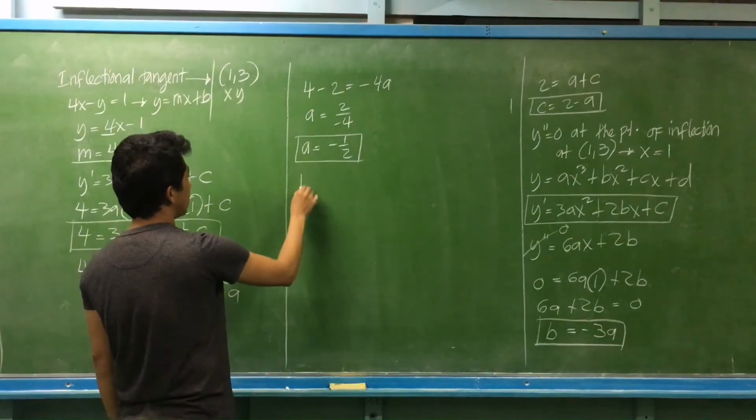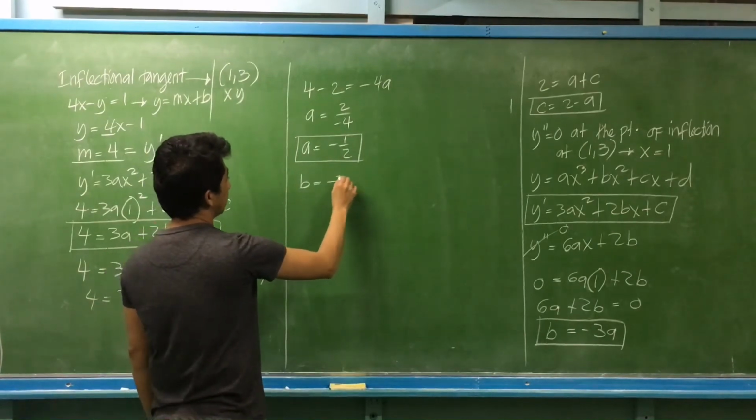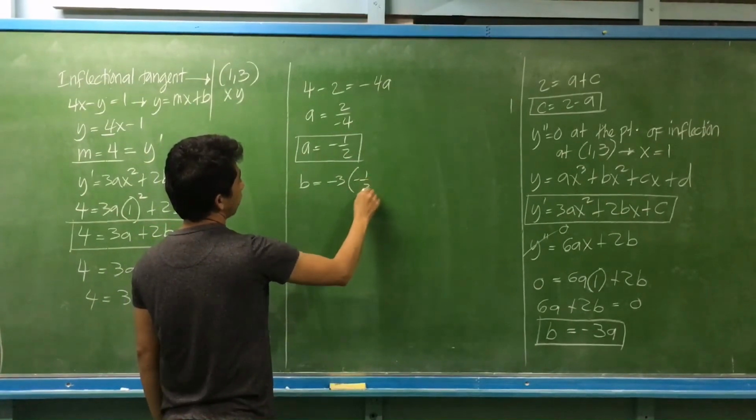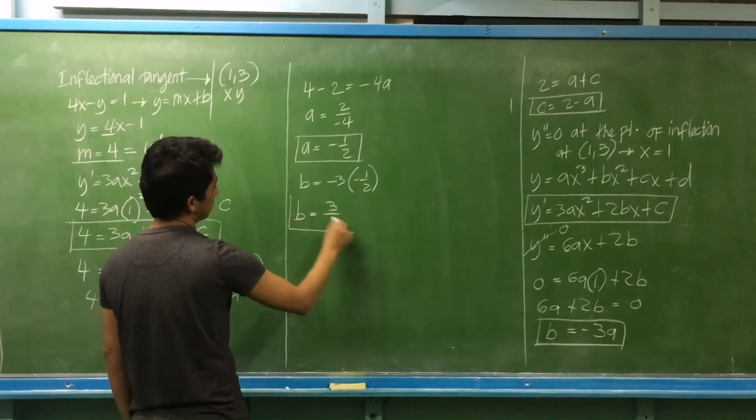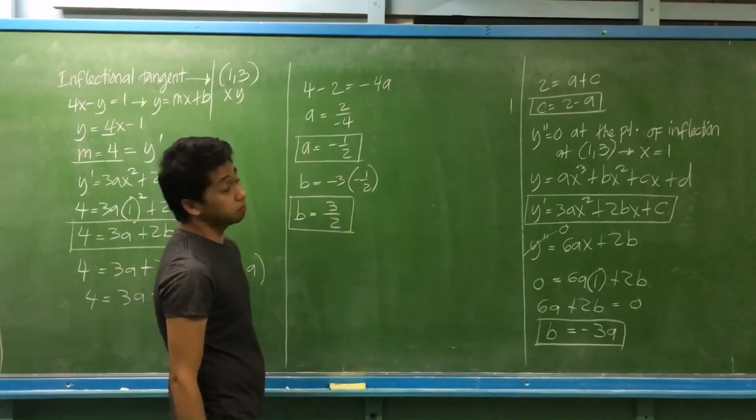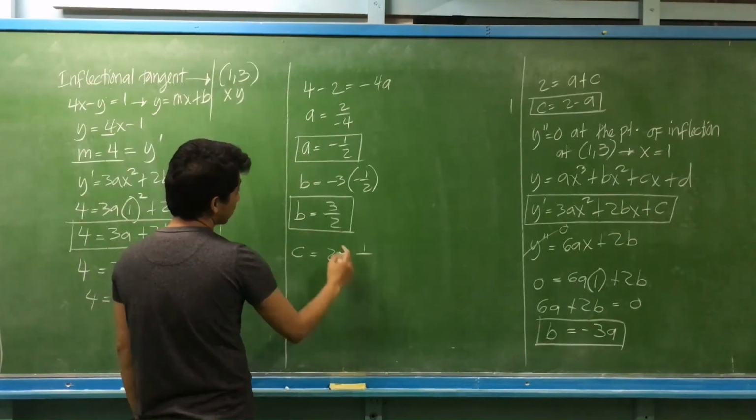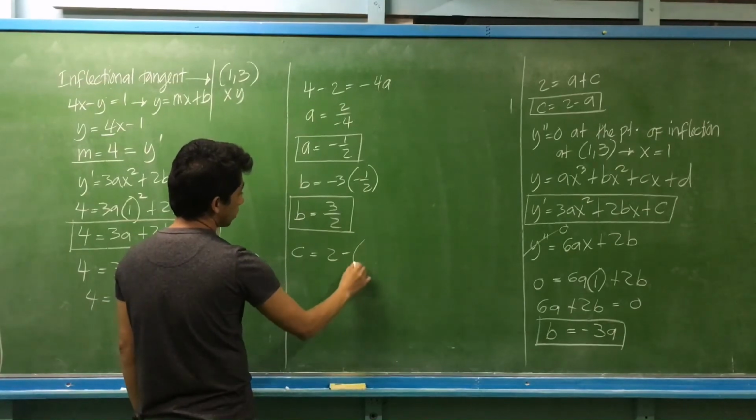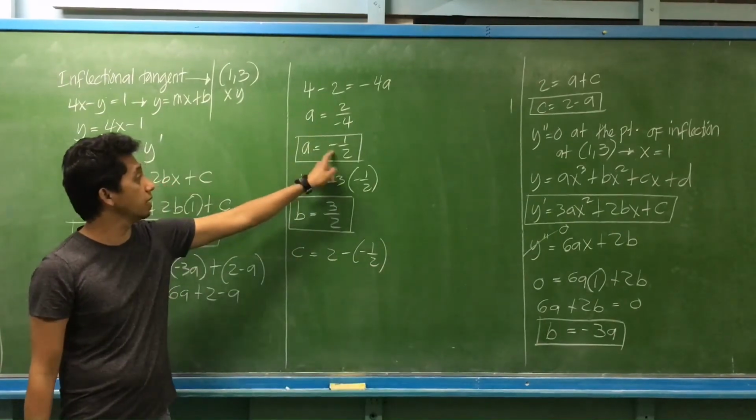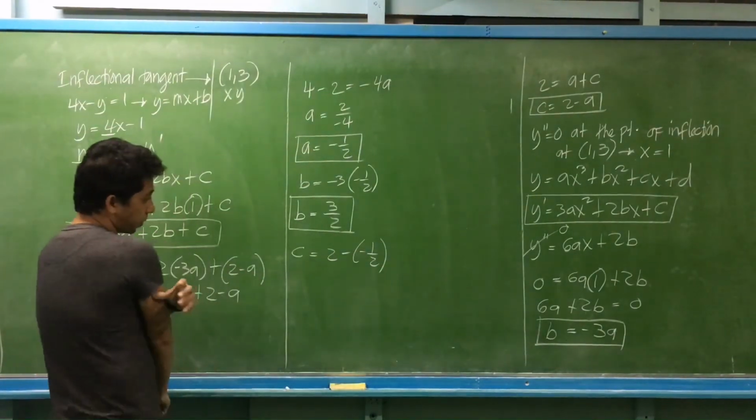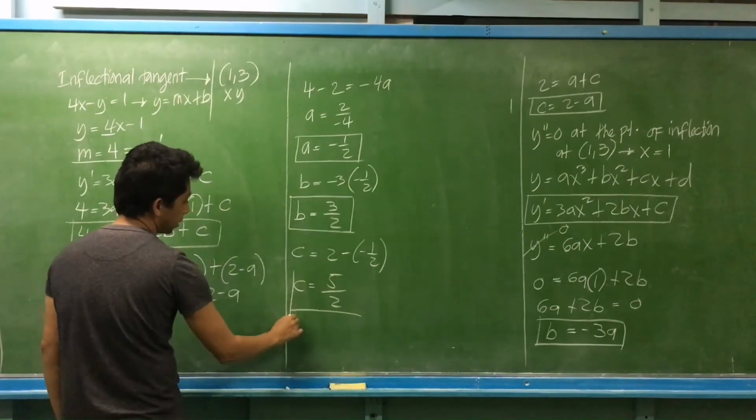We'll be having the value of b. The value of b is equal to negative 3a, and the value of a is negative 1/2. So the value of b is now equal to positive 3 over 2, negative times negative. The value of c is equal to 2 minus a, so 2 minus negative 1/2. This is the same as 2.5. The value of c is 5 over 2, positive 5 over 2.